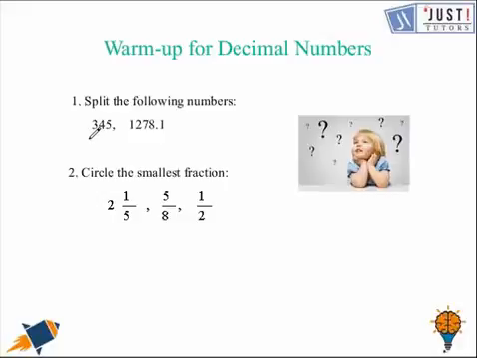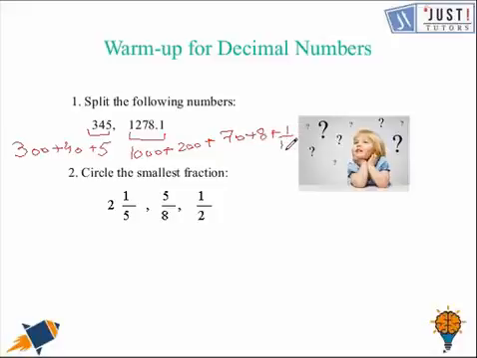Question number 1. Split the following numbers, and the number says 345. So if we go on and try to partition it, it would look like 300 plus 40 plus 5. And likewise, if we try the same for the second number, which is a decimal number actually, 1278.1, the partition would be 1000 plus 200 plus 70 plus 8 plus 1 over 10, because that 1 is actually at the tenth place after the decimal.